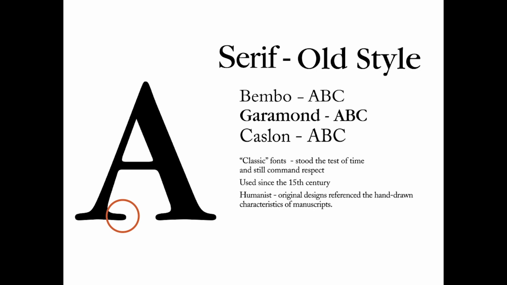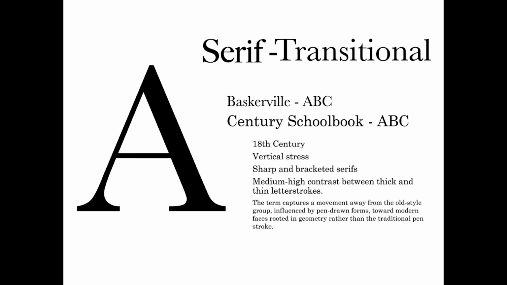It's a spur. And there's four you can see on that A there. I did not circle all of them. But that is literally what a serif is. Okay, so then the serif evolved as time went on to have more contrast between the thick and the thin letter strokes. This is transitional, which came after the old style serif. This is more 18th century.